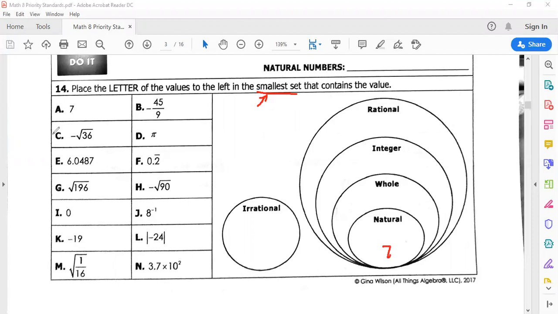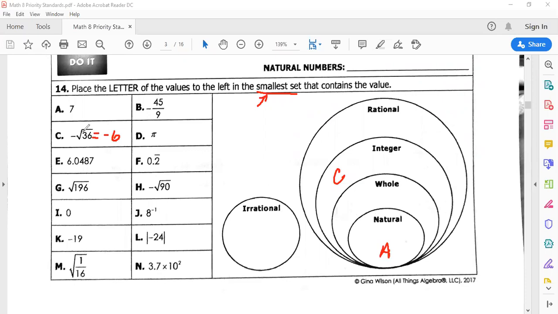And so letter C is negative square root of 36. Well, we can answer that because now we know the square root of 36 is 6, so that's going to be negative 6. All right, so that's not a counting number, and it's not a whole number because whole numbers are positive, if you recall. So that's going to have to go right here, and that's going to put C right here. So let me go back because I put the wrong thing here. Just realized that. That should be an A.